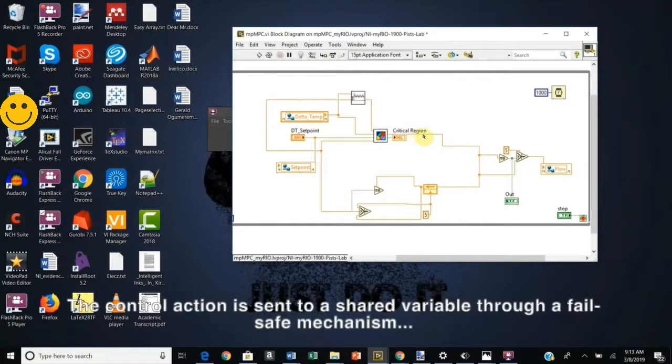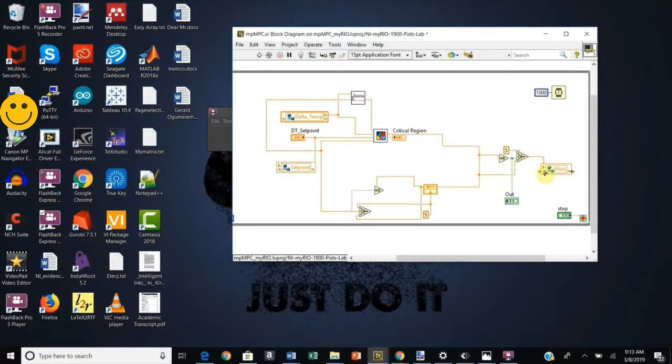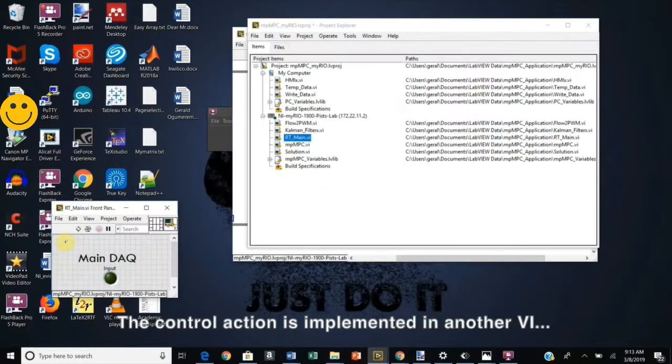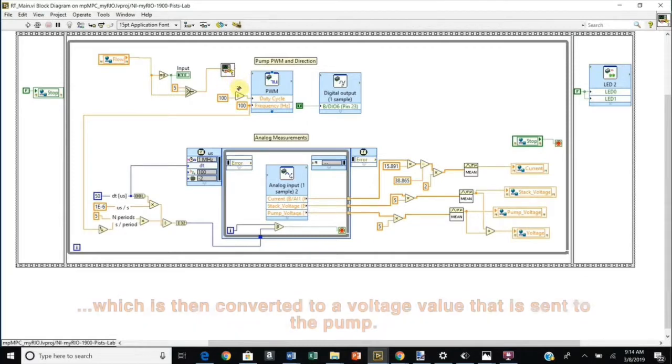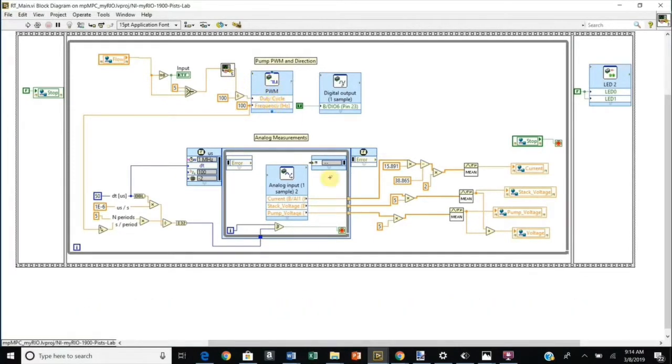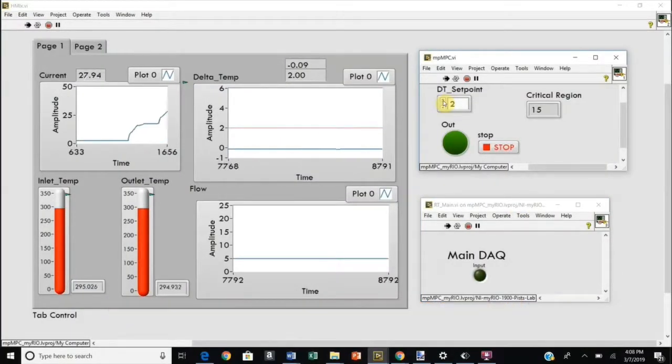The control action is sent to the shared variable through a fail-safe mechanism that sets the flow rate of water at 5 grams per second if anything happens. The control action is implemented in another VI, which converts the flow rate value to a PWM value, which is then converted to the voltage value that is sent to the pump. The computer is used to visualize the results of this operation.